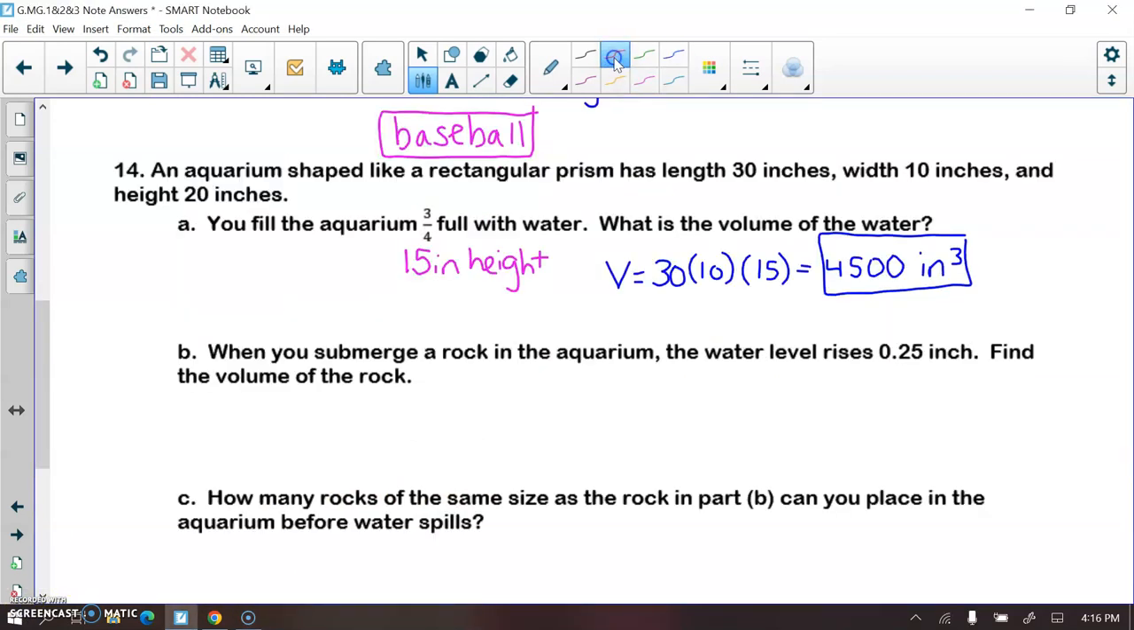So basically, what we want to do is find the volume of the rectangular prism, but with the height of 0.25 inches. So 30 times 10 times 0.25 will give us the volume of the rock, which is 75 inches cubed.